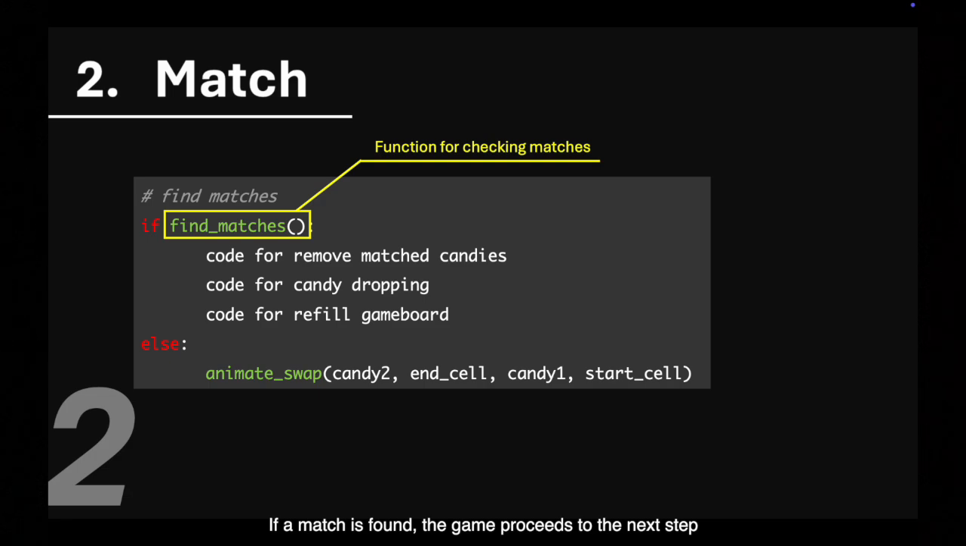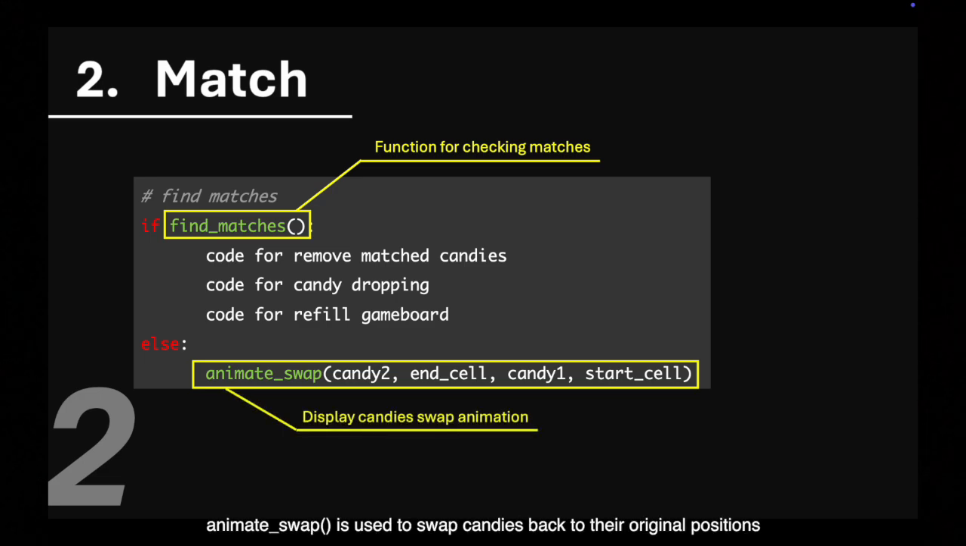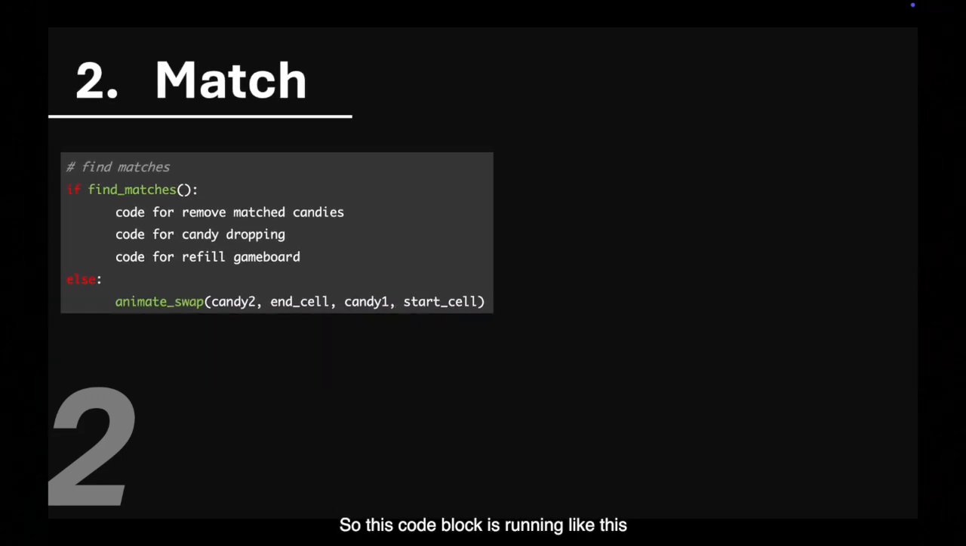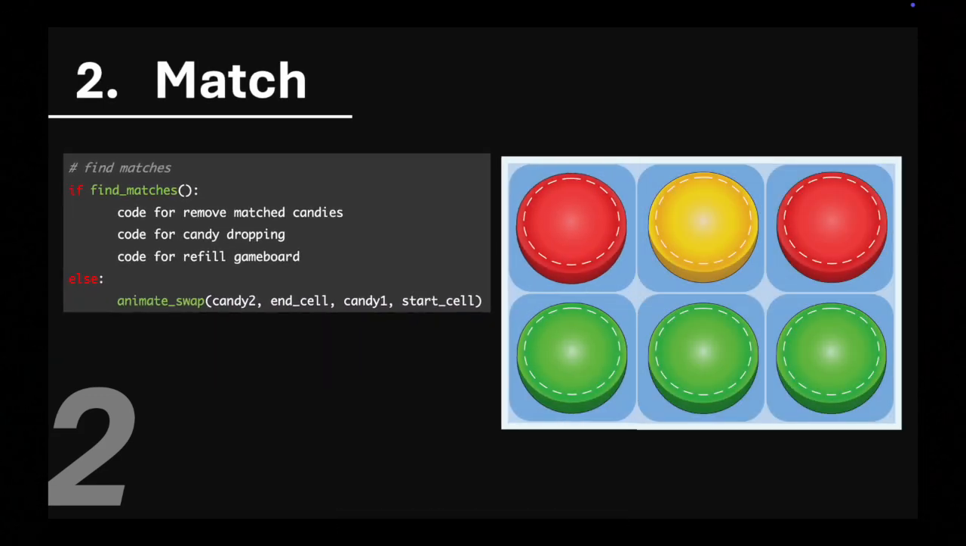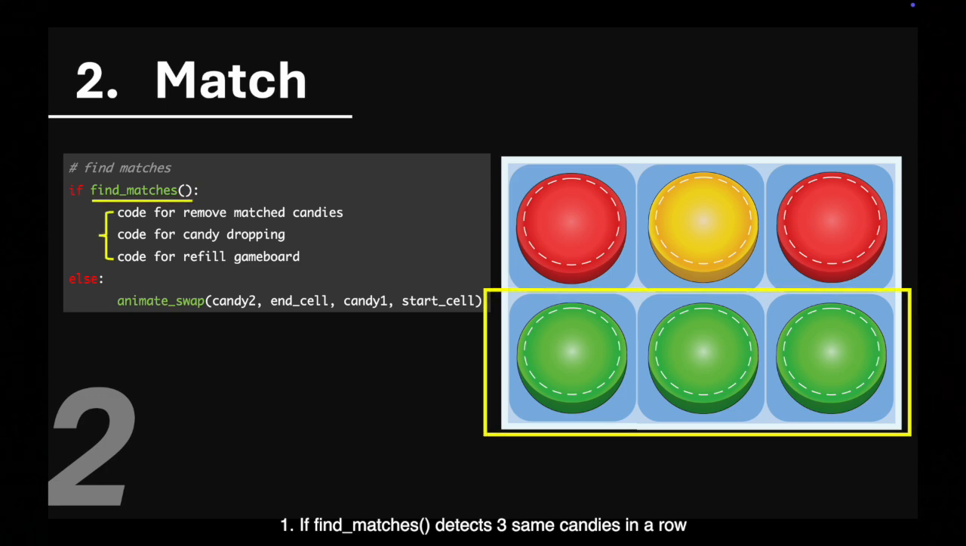If a match is found, the game proceeds to the next step. If no match is found, animate swap is used to swap the candies back to their original positions. So this code block is running like this. 1. If findMatches detects 3 same candies in a row, proceed with the following steps. 2. If no matches are detected, use animate swap to swap the candies back.